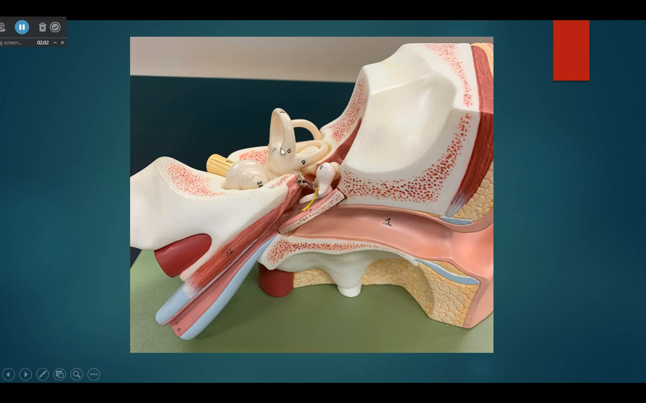Now we do have three of those. We're going to have the superior or anterior semicircular canal. They are used interchangeably, so superior or anterior. We have the posterior semicircular canal. It's the one at the back. And then we have the lateral semicircular canal. It's the only one that lays on its side.